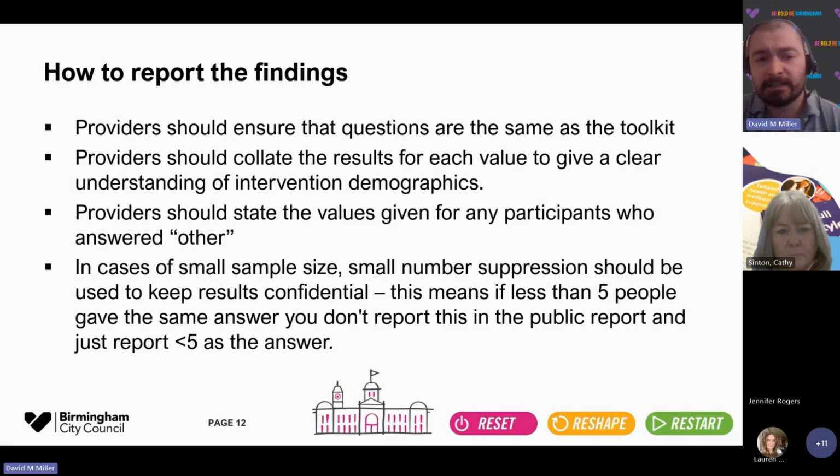And then lastly, in cases of small sample size, small number suppression should be used to keep results confidential. So this means if fewer than 5 people gave the same answer, you don't report this in the public report, and you just report less than 5 as the answer. That's really important, because otherwise there's a risk to the person being anonymous, which is obviously something in terms of data protection we're conscious of.